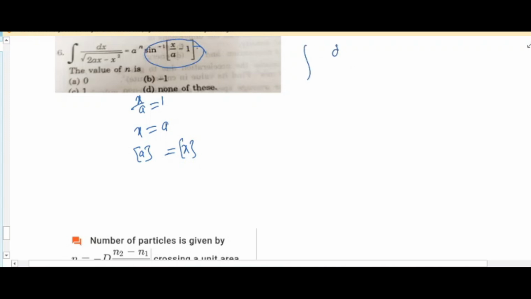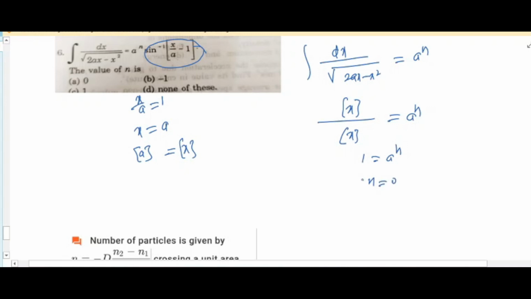Therefore, integral dx by square root of 2ax minus x square is equal to a to the power of n. Integral dx is x by a is dimension of x. Here is x into x square. Therefore, this total term is dimension of x square, but square root this becomes x. That is equal to a to the power of n. X cancel. This is 1 is equal to a to the power of n. Therefore, n is equal to 0.